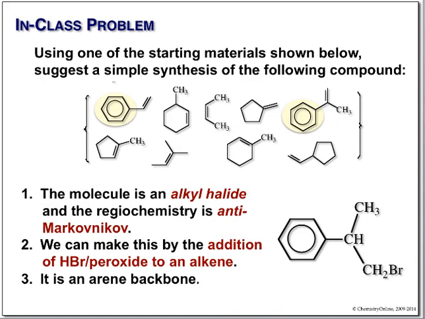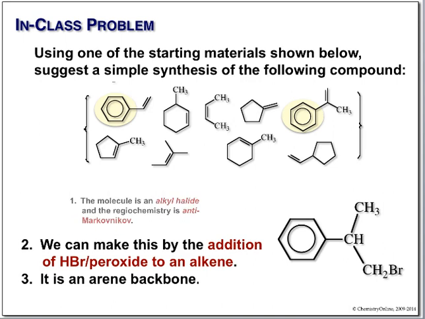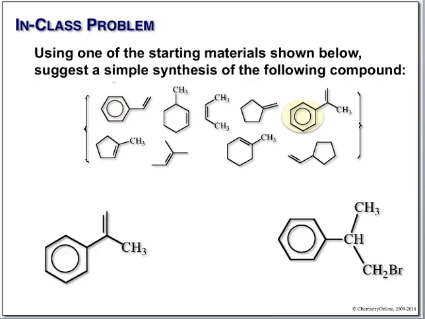Now this is even simpler than that, isn't it? Because we need two carbons attached to the benzyl position, right? Here we only have one. Here we have two. It must be this as our starting material. And for our reaction conditions, we simply need to put HBr, peroxide.